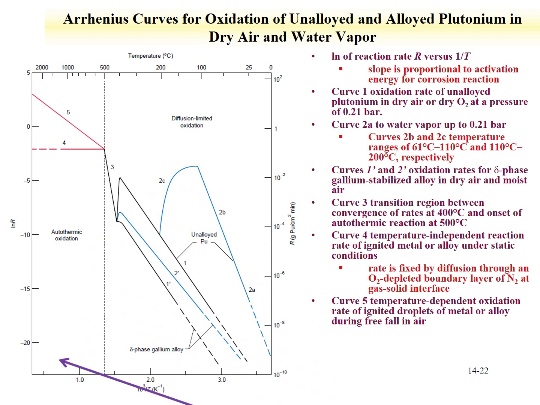And then if we do an experiment where you'd have droplets of the metal or alloy that were burning during a free fall, you would actually increase the rate with temperature. So the data from this curve demonstrate the role of water in the oxidation and the fact that the alloys are less susceptible to oxidation than plutonium metal.